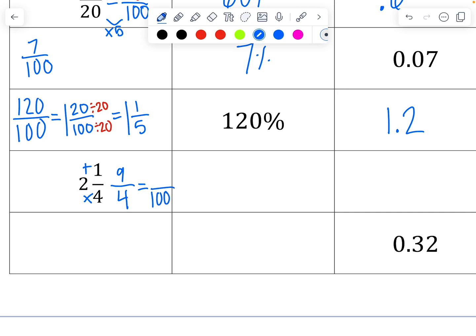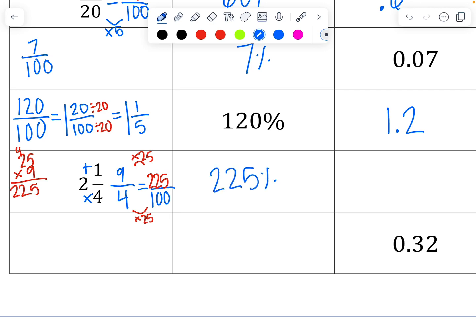Okay. How do we go from 4 to 100? What do we multiply by? We multiply by 25. Whatever we do to the bottom, we do to the top. So we do 9 times 25. If you don't know that off the top of your head, then multiply over on the side. 5 times 9 is 45. 9 times 2 is 18. Plus 4 is 22. So we get 225. So 225 is our percent.